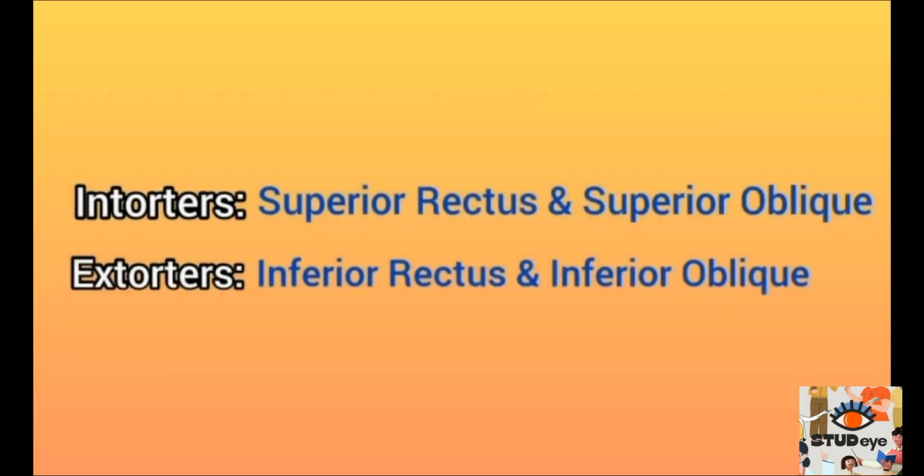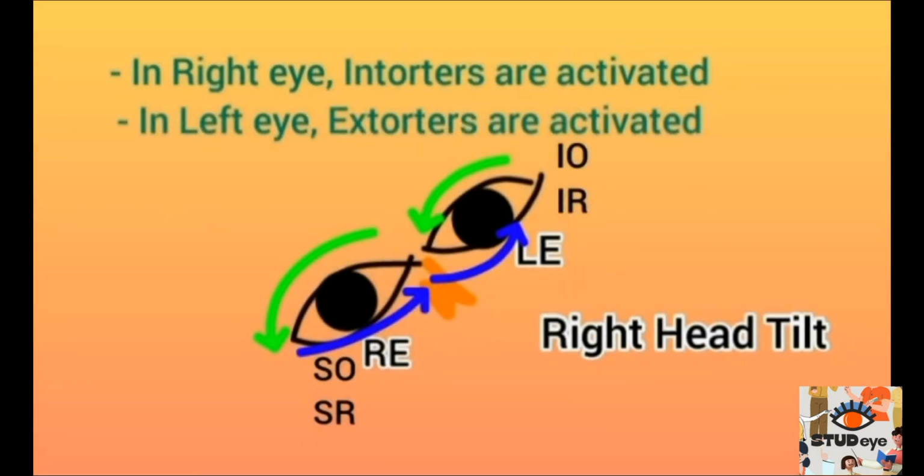So always remember that the intorters are the superior rectus and the superior oblique of the eye, and the extorters are the inferior rectus and inferior oblique of the eye. So remember this: superiors are the intorters while the inferiors are the extorters, right? So here you can see that in the right head tilt, I have told you that the right eye has the ability to extort. So here the intorters will activate. That is, in the right eye, the superior oblique and superior rectus will get activated, and the left eye is having the tendency to intort. So here the extorters will activate, and the extorters are the inferior oblique and inferior rectus. Thus there will be cancellation of the effect, and the eyes will be in the centered position and balanced. So there will be no rotation of the image.